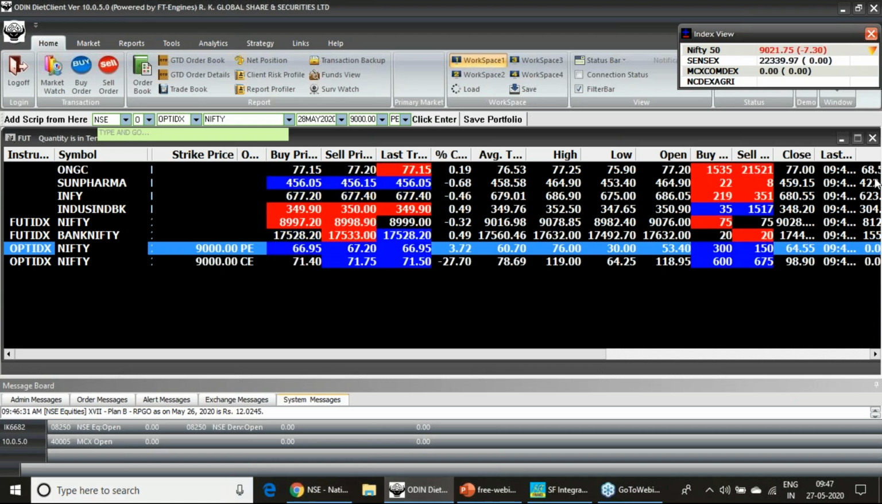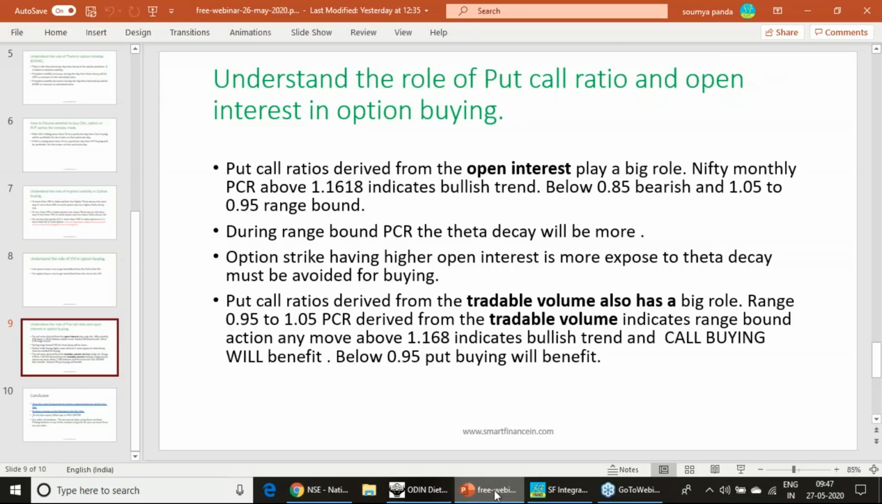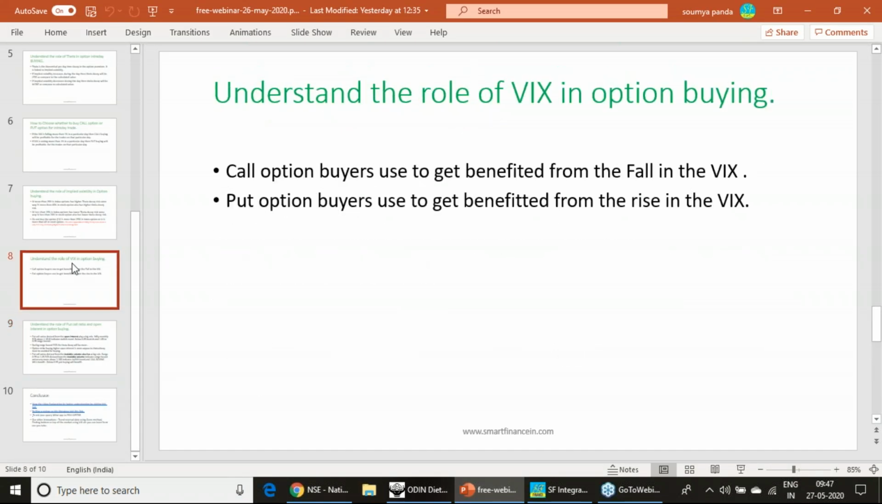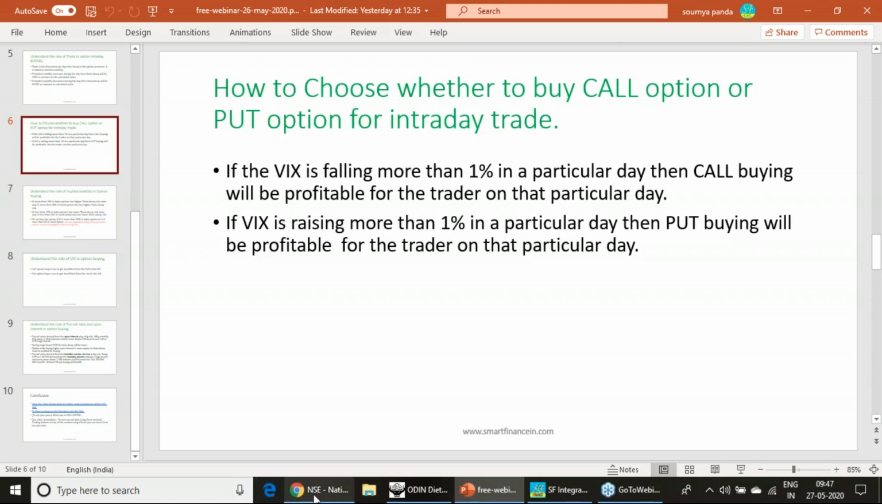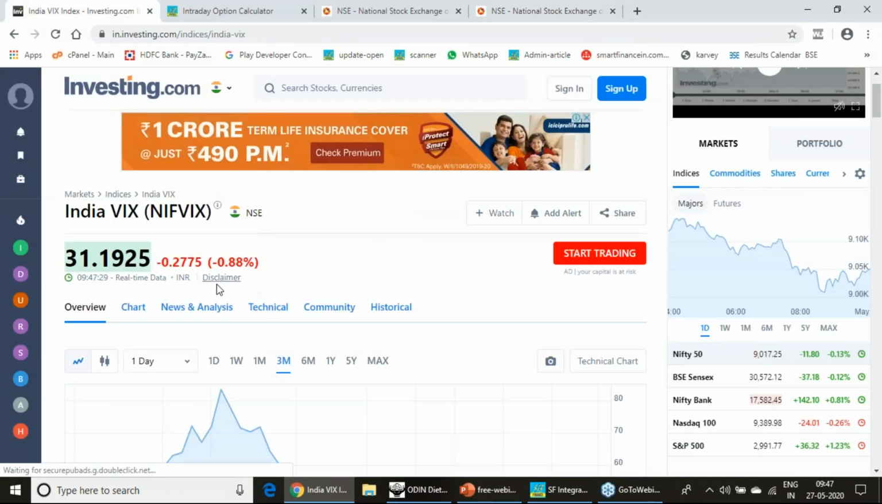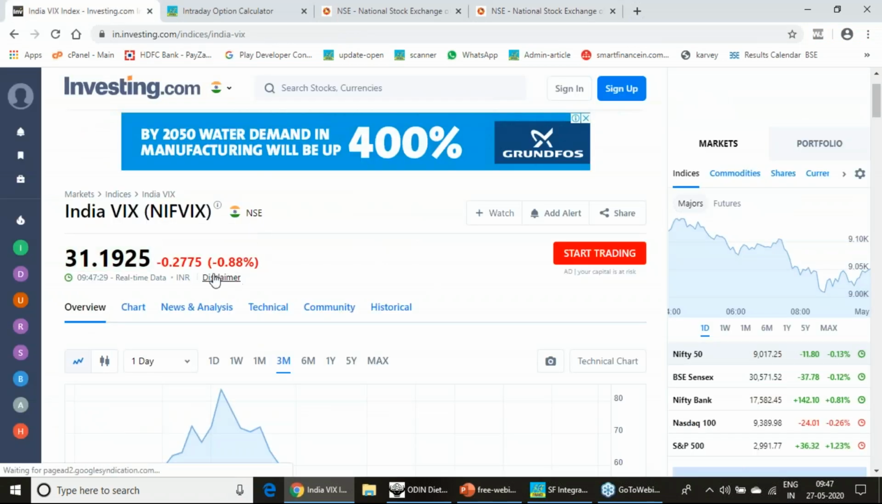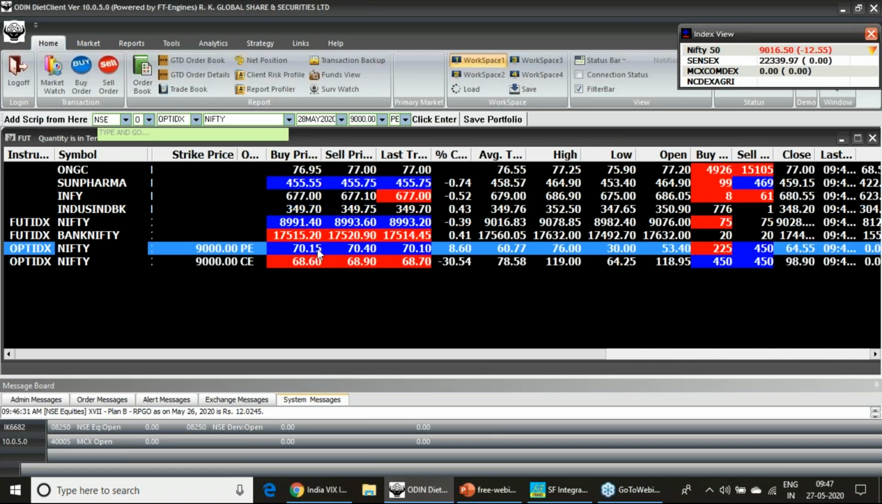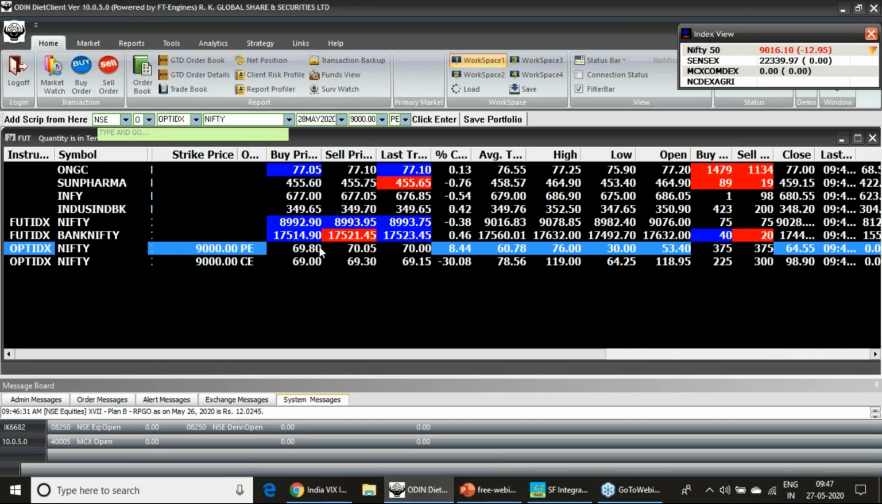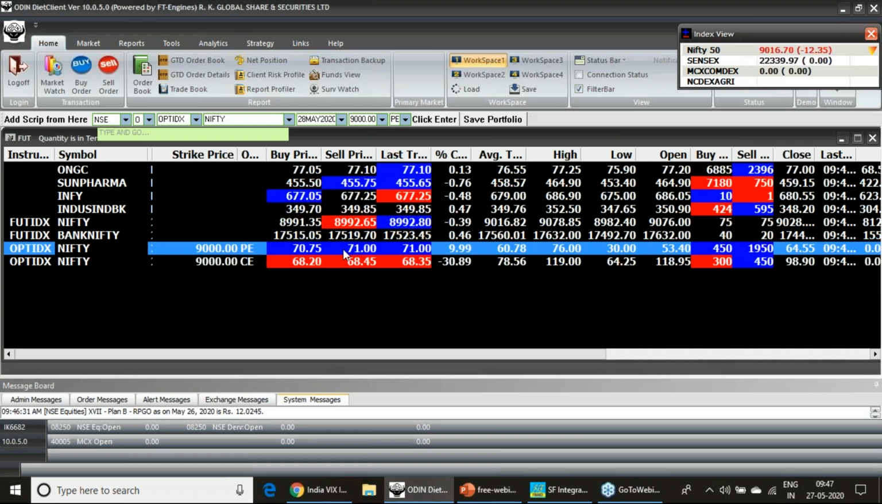So this is how you can interpret your put call ratio. This is how you can interpret your VIX. This is how you can interpret the role of implied volatility. And VIX is a great parameter. Now, it is coming to the 0.88 level. So this is the greatest hurdle. Though it is time and again touching that 71, 72 level, it is bouncing back from there because it has a higher open interest value here.